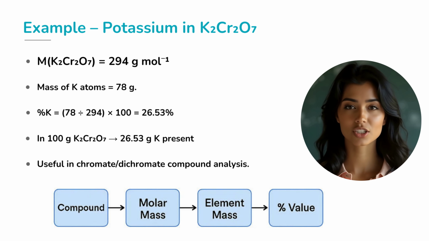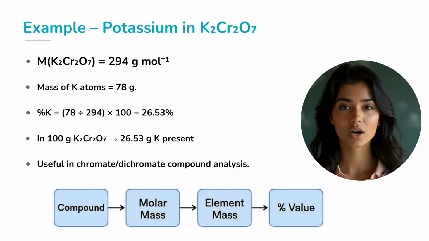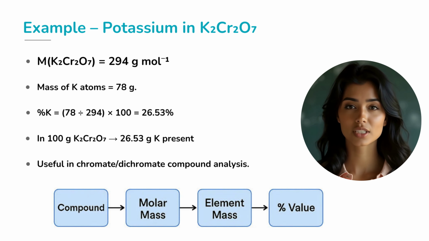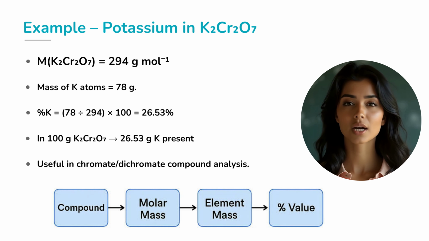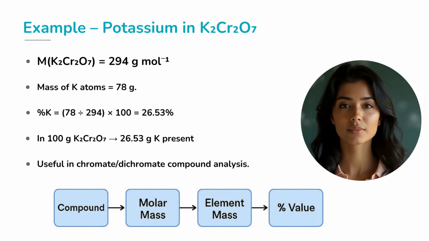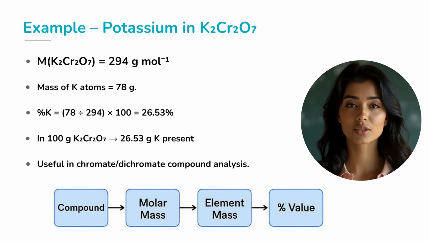Let's put this into action with potassium dichromate, the bright orange lab chemical we've all seen in jars. Its molar mass is 294 grams per mole. Out of this, potassium contributes 78 grams since there are two potassium atoms, each weighing 39. Now divide 78 by 294, then multiply by 100, that gives us 26.53% potassium. That means if you had 100 grams of potassium dichromate crystals, 26.5 grams would be pure potassium.